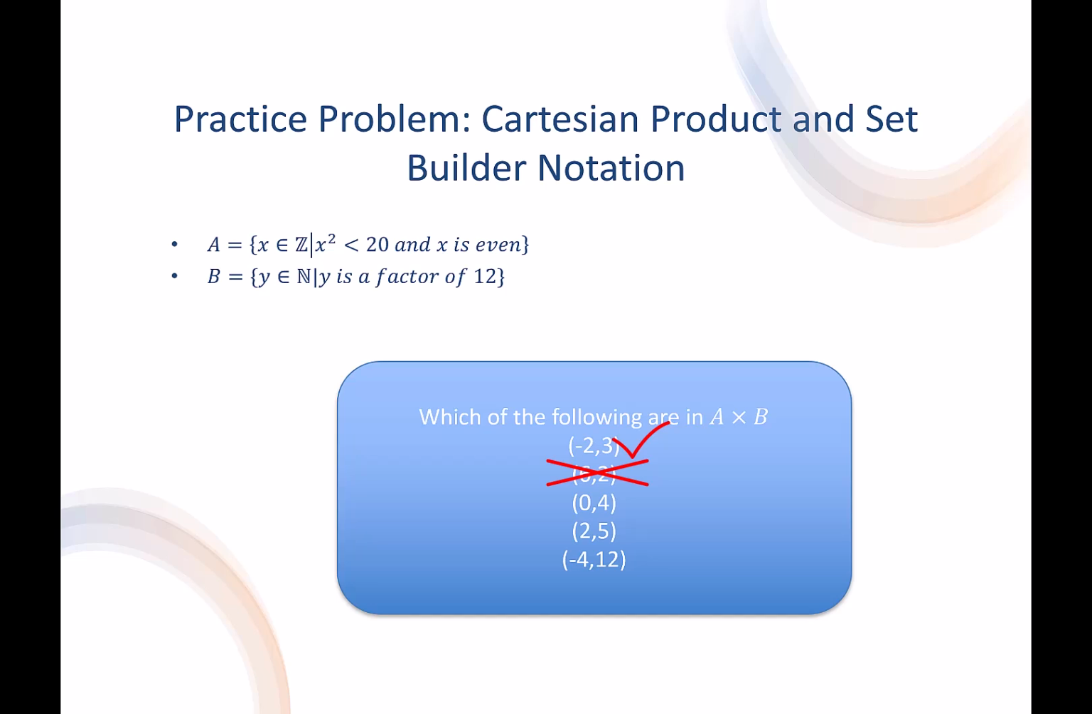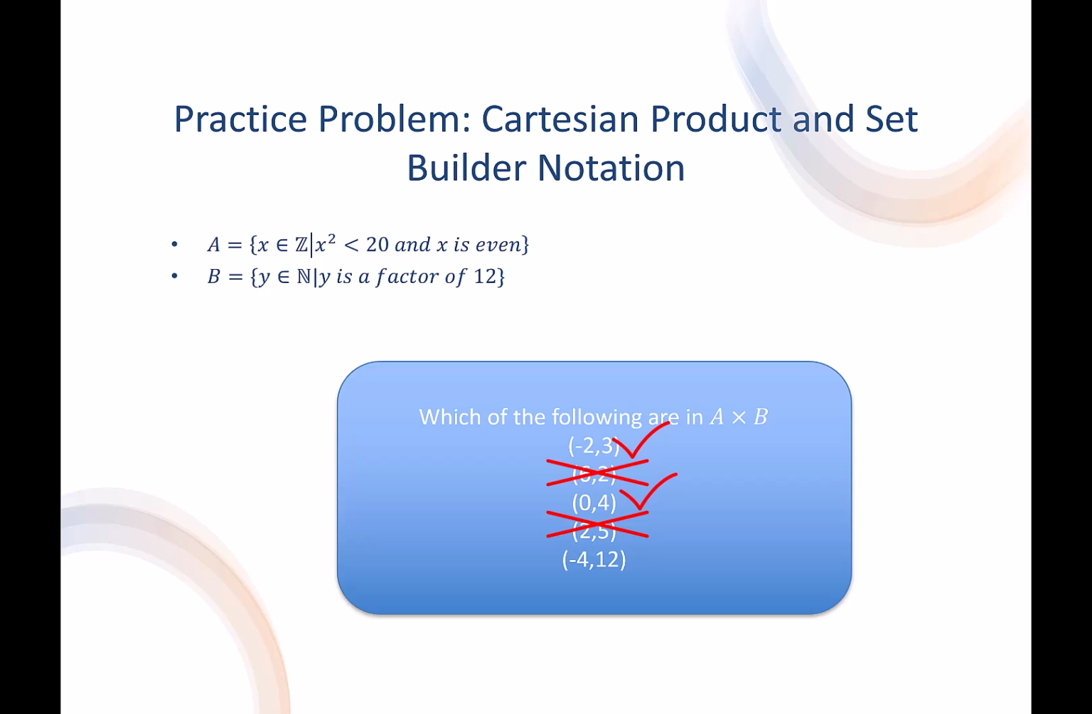How about 0, 4? 0 is even, 0 squared is 0, that's less than 20, so 0 is in A. 4 is a factor of 12, so we know 4 is in B, so that says 0, 4 is part of our Cartesian product. How about 2, 5? Well, 2 is even, 2 squared is 4, less than 20, but 5 is not a factor of 12, so we can cross 2, 5 out.